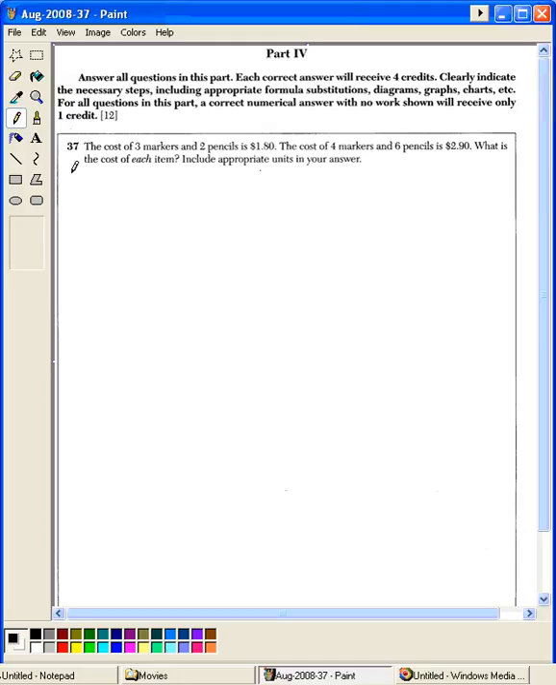So first we have to write a dictionary of sorts, a very, very short one. And we're going to tell everybody who reads this that X is going to be equal to the cost of a marker. And then we're going to tell them that Y is going to be equal to the pencil cost.